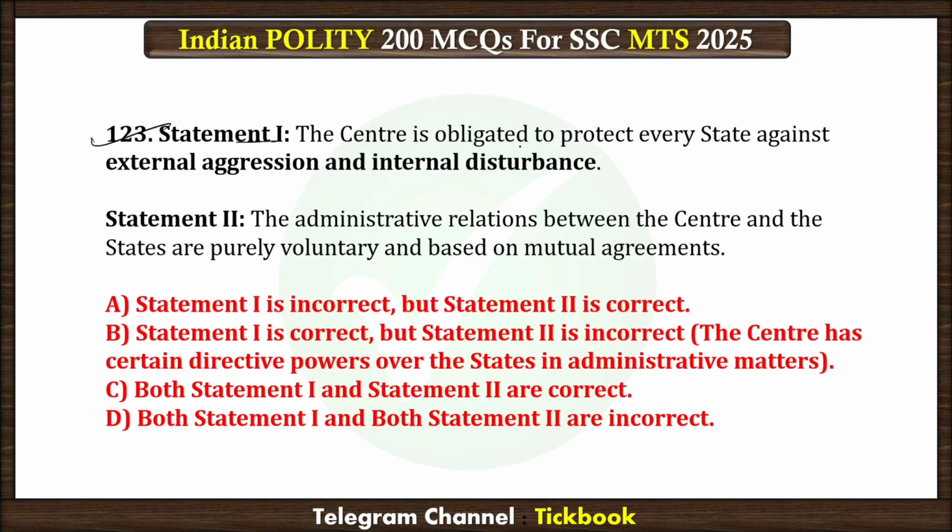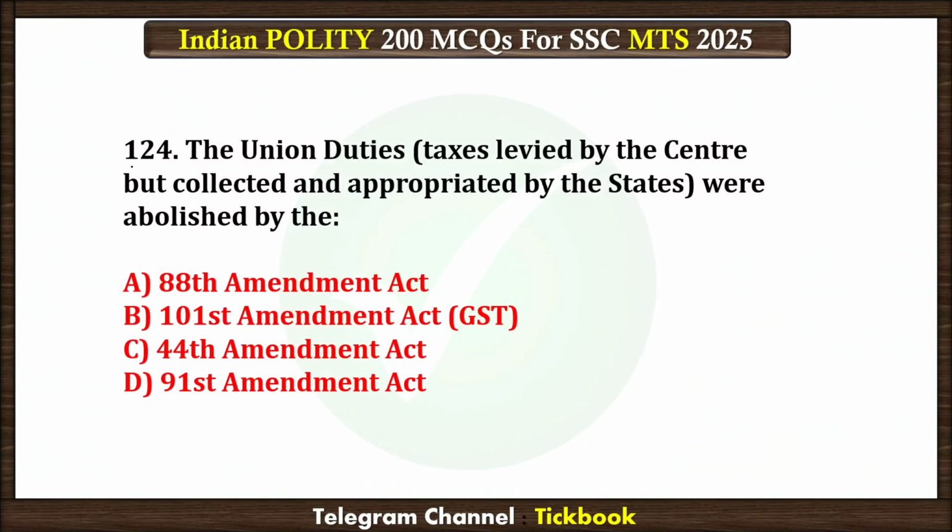123. Statement 1. The centre is obliged to protect every state against external aggression and internal disturbance. Statement 2. The administrative relation between the centre and the state are purely voluntary and based on mutual agreements. Option number B. Statement 1 is correct, but the statement 2 is incorrect. The centre has certain directive powers over the state in administrative matters. 124. The union duties, taxes levied on the centre but collected and appropriated by the states were abolished by the. Option number B, 101st Amendment Act.